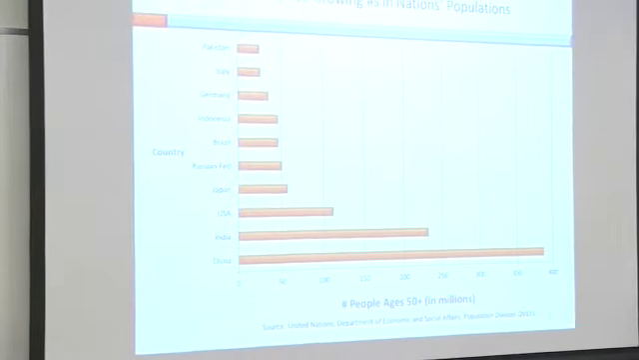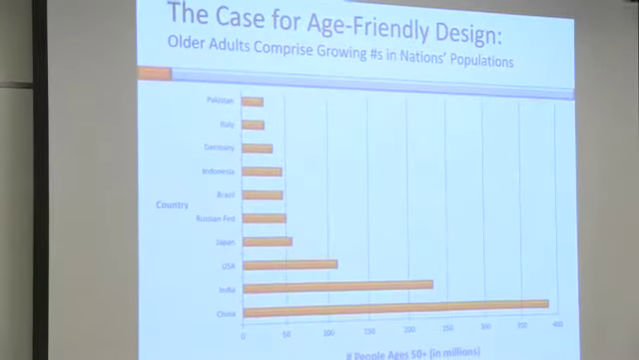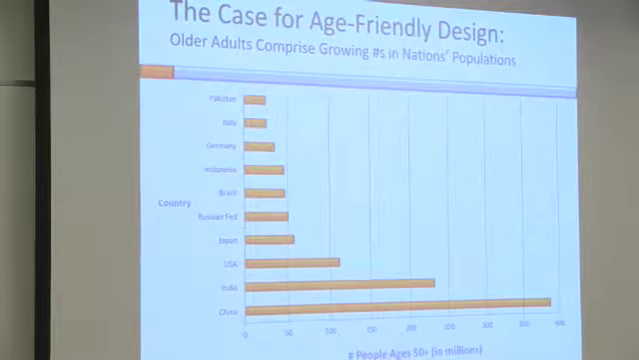These are the top 10 countries with the highest number of people aged 50 or over, as of 2015. The source is the United Nations. China has almost 400 million people over the age of 50. India is the next most populous country with approximately 230 million people over the age of 50, and then the United States is third, Japan is next, etc. And these bars are getting larger every day.